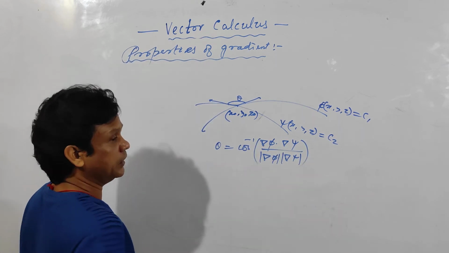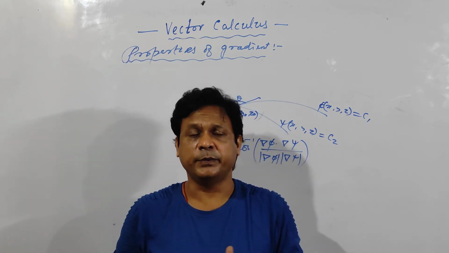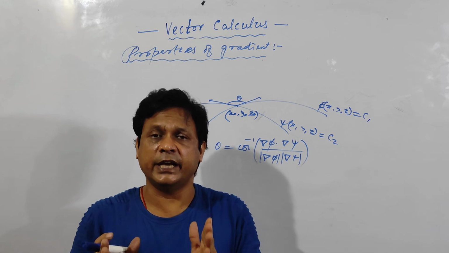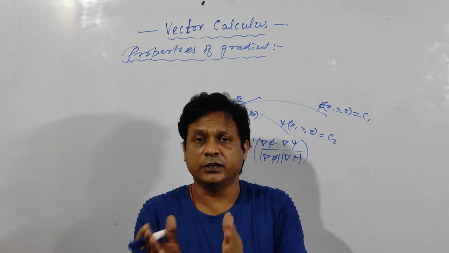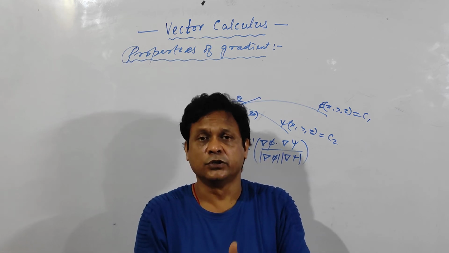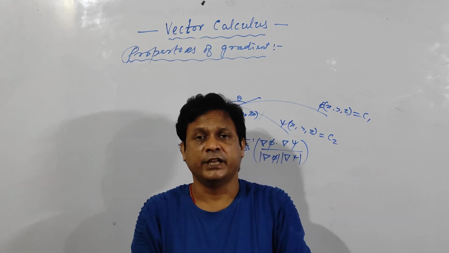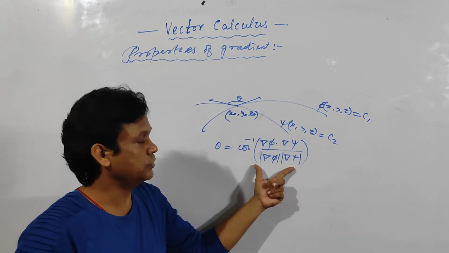That means angle between two vectors. In the first video I have told you, a vector dot b vector is equal to mod a vector into mod b vector into cos theta. So what is cos theta? A dot b by mod a into mod b. So theta is equal to cos inverse of a vector dot b vector divided by mod a vector into mod b vector. So this is the required formula.